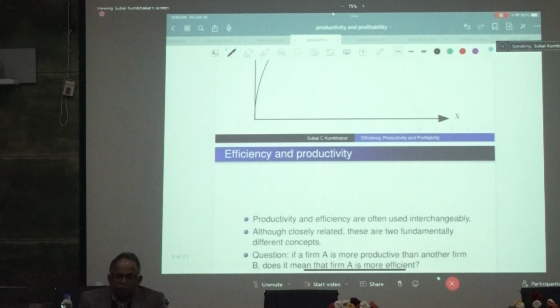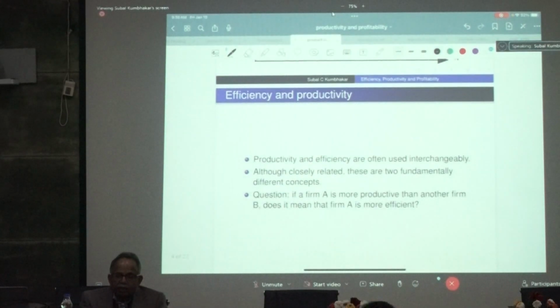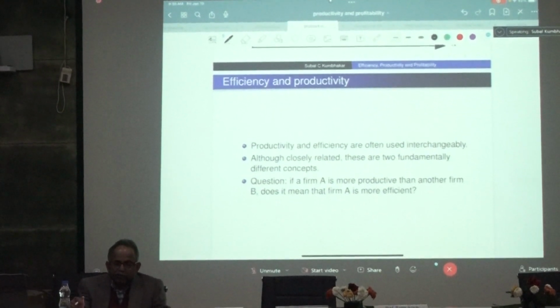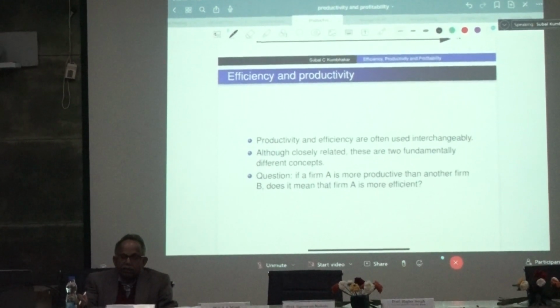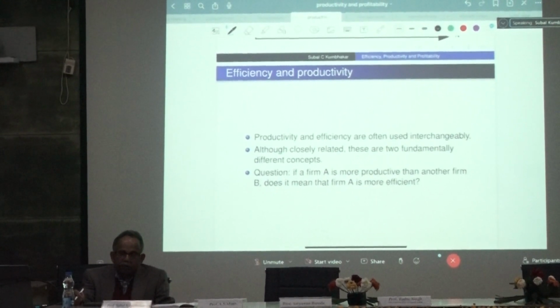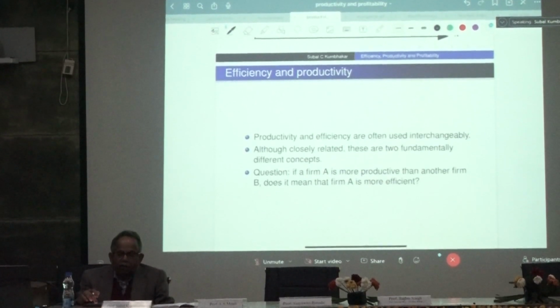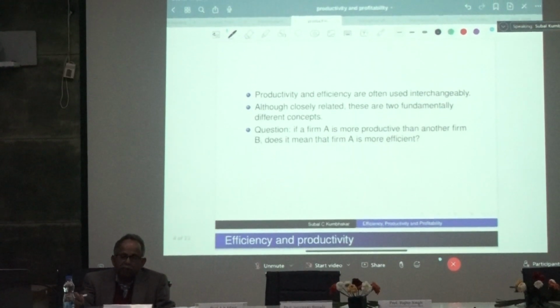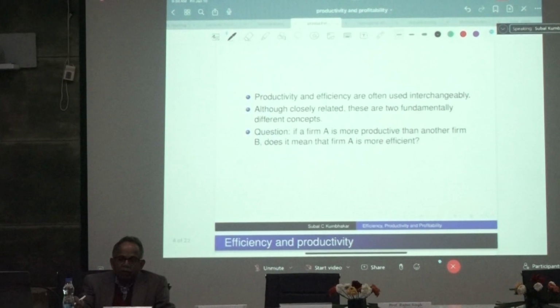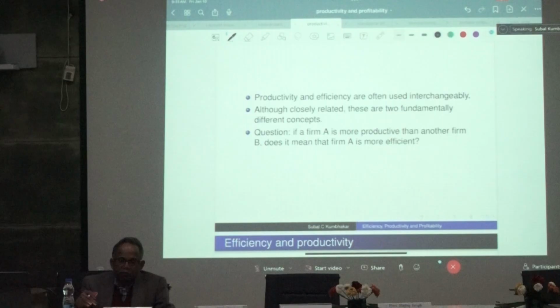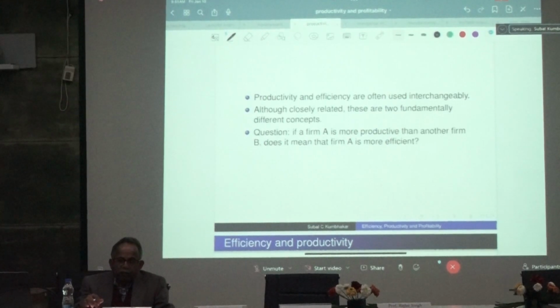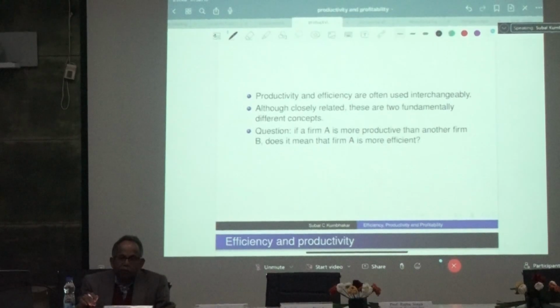Now the slide here says that productivity and efficiency are often used interchangeably, but they are not exactly the same, and you will see that in a few minutes. They are closely related, but the concepts are very different. So the question would be, if a particular firm A is more productive than another firm B, does it necessarily mean that firm A is more efficient? And you will see that, well, that is not always the case. So what do we mean by productivity?